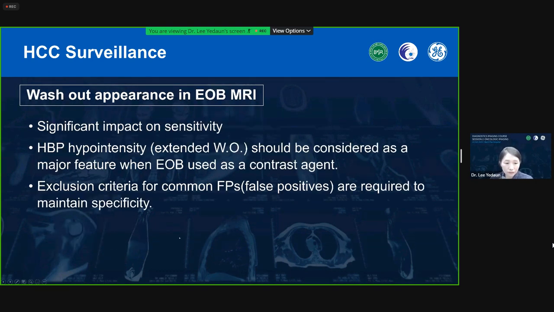Washout timing significantly affects the sensitivity of HCC diagnosis on EOB MRI. In my humble opinion, strict confinement of washout timing to the portal venous phase on EOB MRI, as endorsed by the Western criteria, is not legitimate given that the purpose of EOB MRI is enhanced sensitivity. I suppose hepatobiliary phase hypointensity should be considered as a major feature when EOB is used as a contrast agent. Exclusion criteria for common false positives are required to maintain specificity.